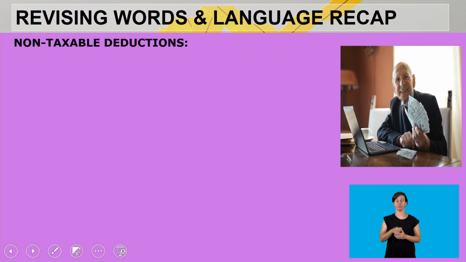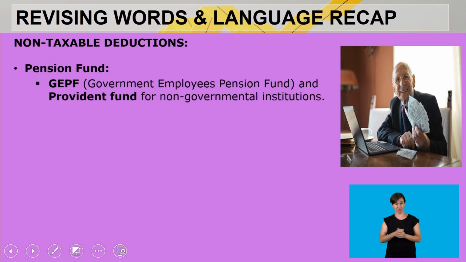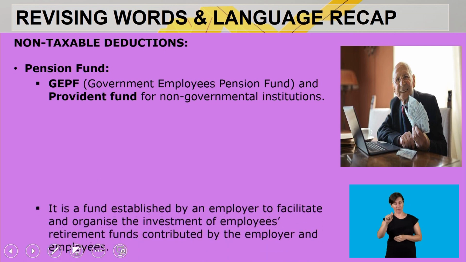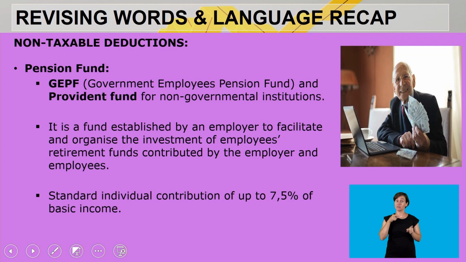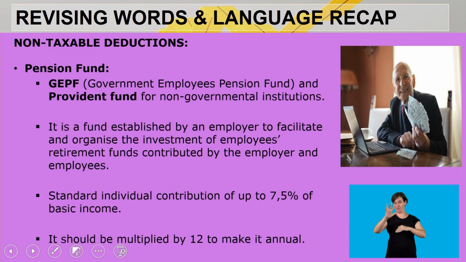Then we've looked at non-taxable deductions. And we've looked firstly at your pension fund. Here we said that for the government employees, we have the GEPF, Government Employees Pension Fund. And for your non-governmental institutions, we have what we call the Provident Fund. So what exactly is this? It's a fund established by an employer to facilitate and organize the investment of employees' retirement funds contributed by the employer and employees. Right, the standard individual contribution of up to 7.5% of the basic income. And then also important, it should be multiplied by 12 when we calculate tax.